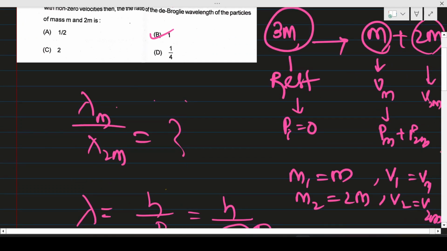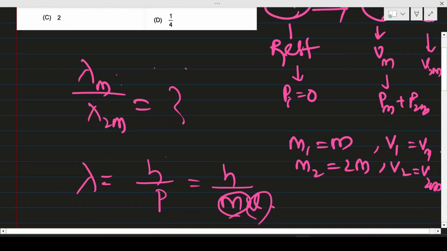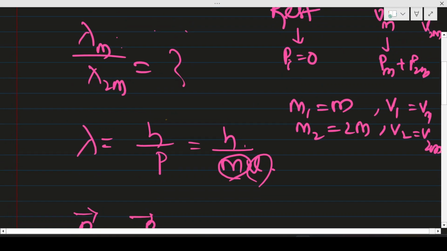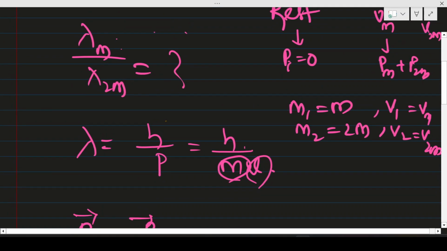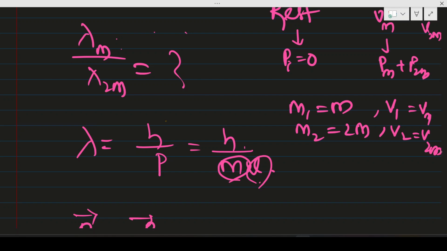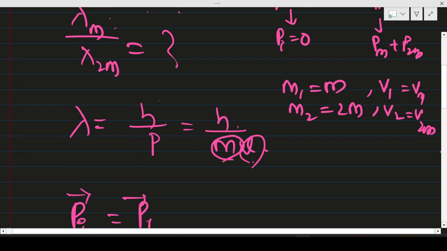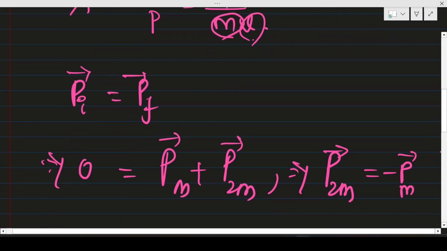Now it is asked about lambda m by lambda 2m. For that, we know lambda equal to h by p, so it is equal to h by mv. Now in order to find lambda m by lambda 2m, we have to know the value of v for both masses, that is m and 2m. For that, we will calculate vm and v2m or their relation.